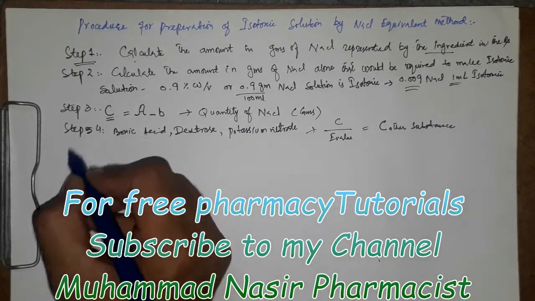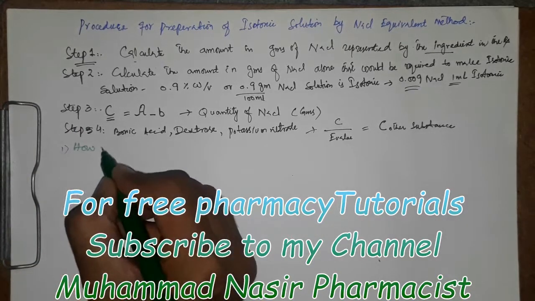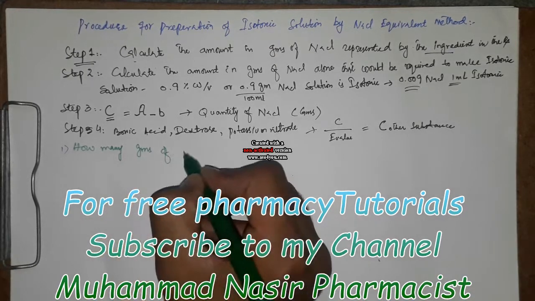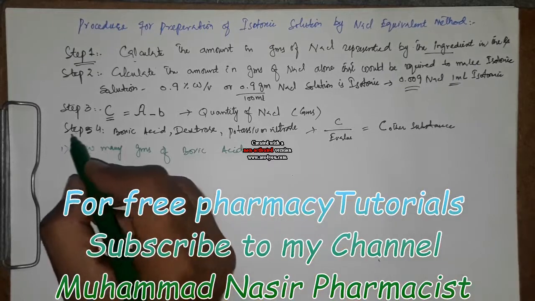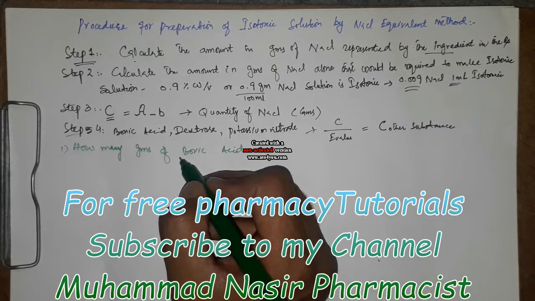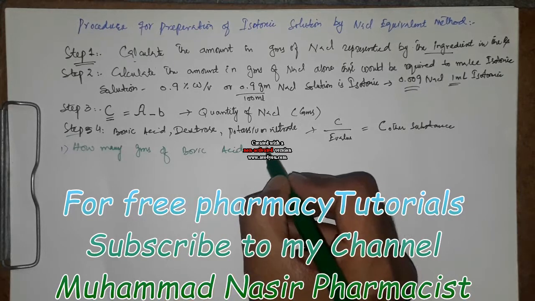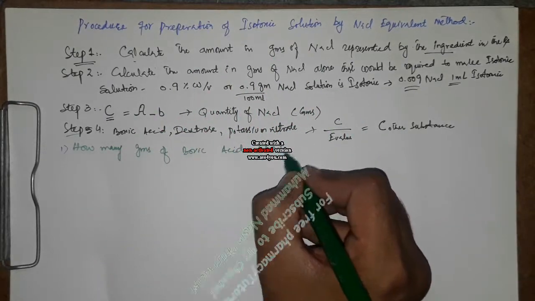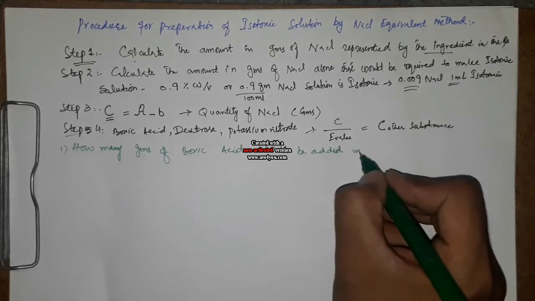The first question is how many grams of boric acid. I will take this example to make step number 4 clear. In some questions it is asked how many grams of sodium chloride should be added in compounding, but I take this one example of boric acid, which should be added in the following prescription.